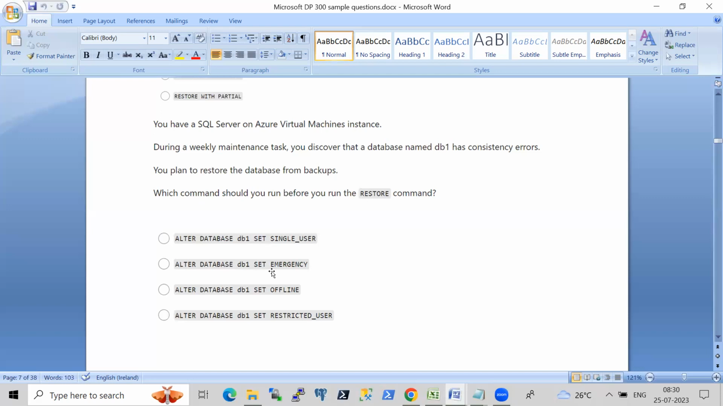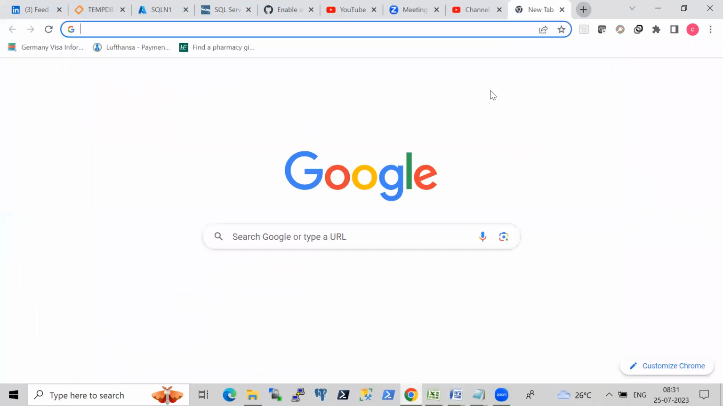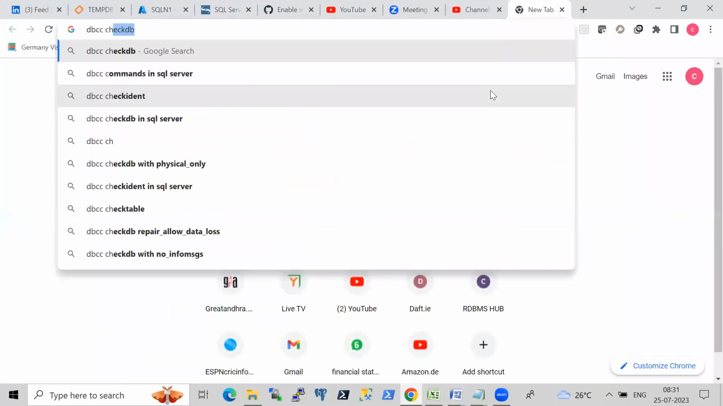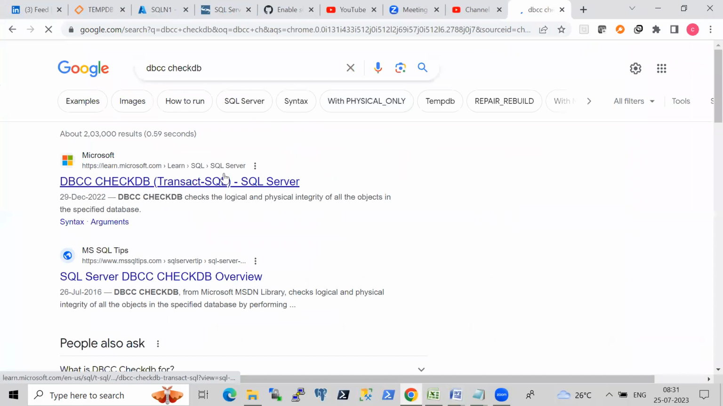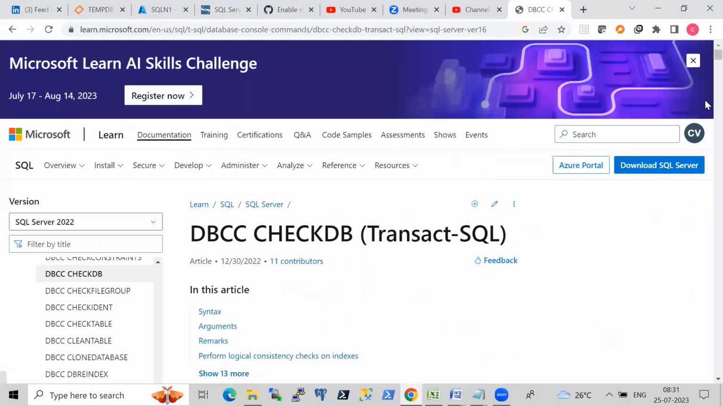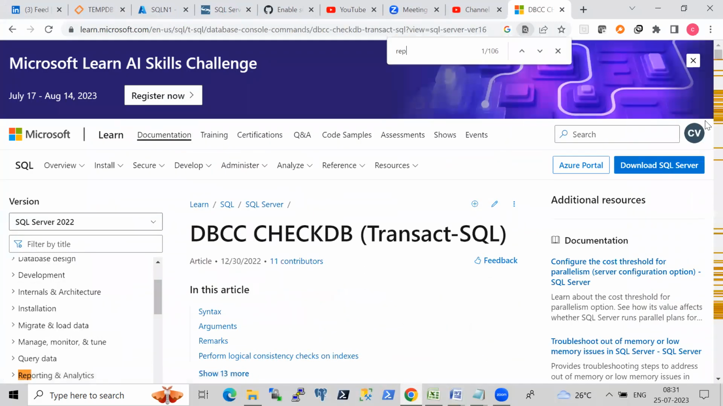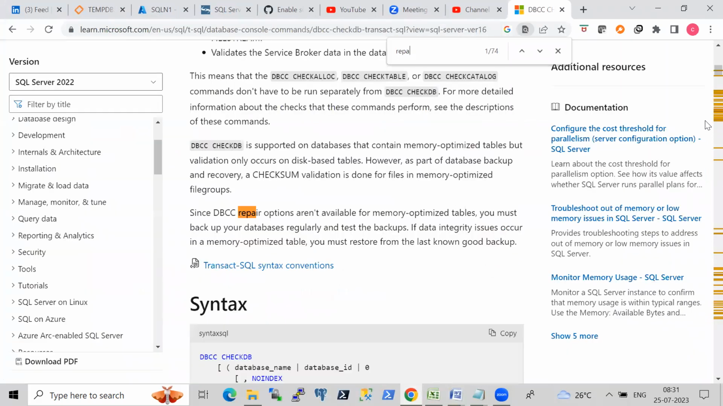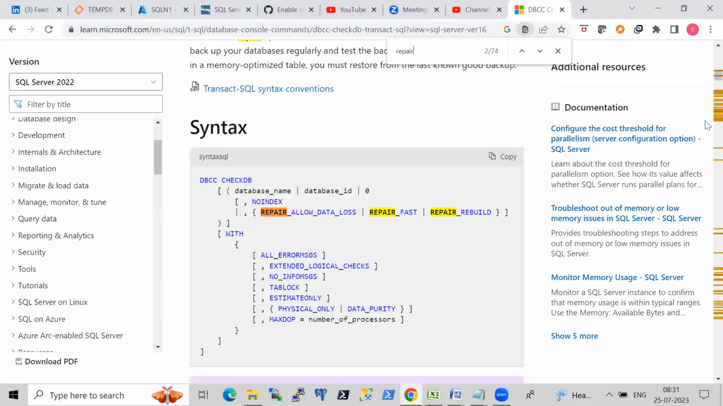I've seen people giving wrong answers from many years, but those answers are still continuing. I don't know from where you got those answers. Correct yourselves. I can show you, because just for your information, I'm talking this confidently because if you see DBCC CHECKDB, I'll show you this. So Control F, repair. So repair allow data loss, repair fast, repair rebuild, all the three are there. So let me show you single user mode.